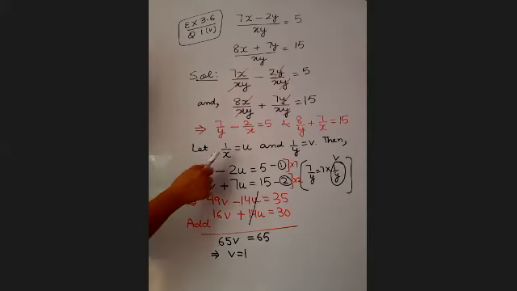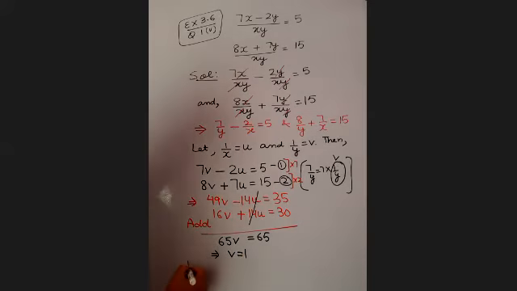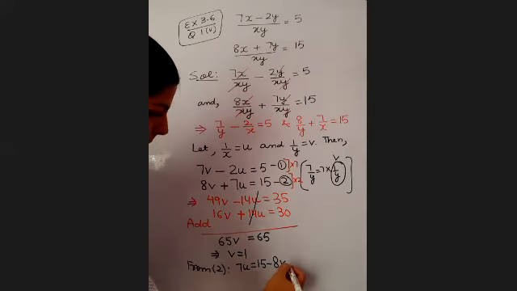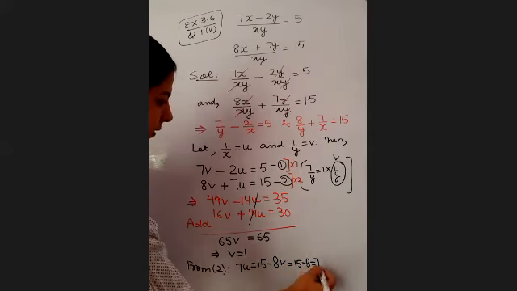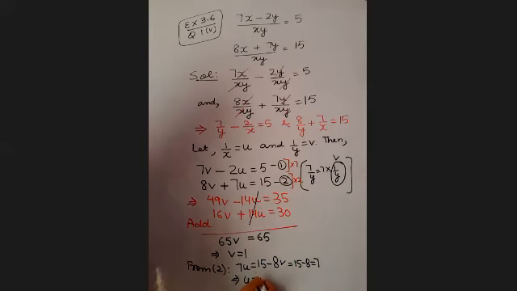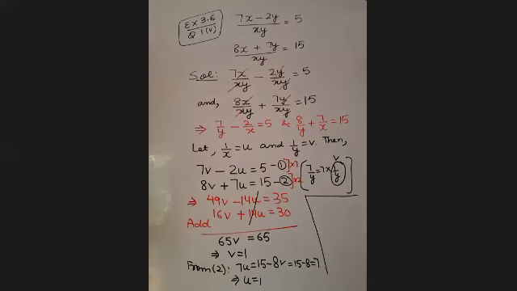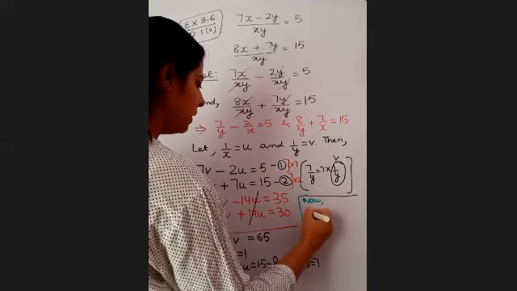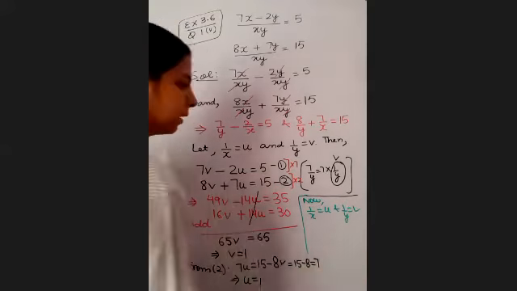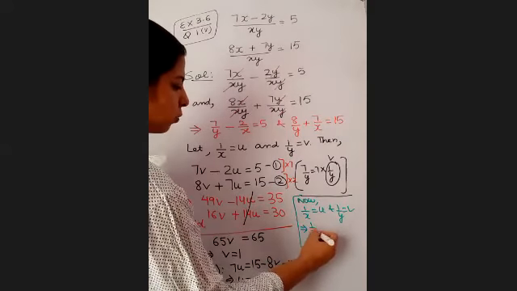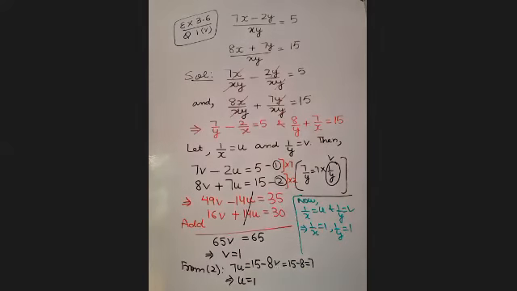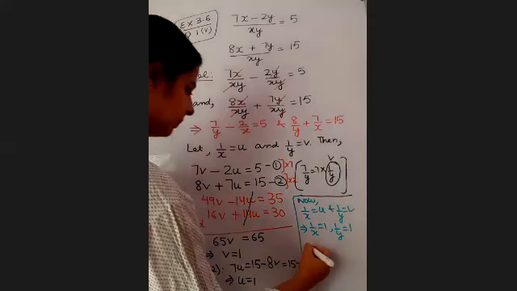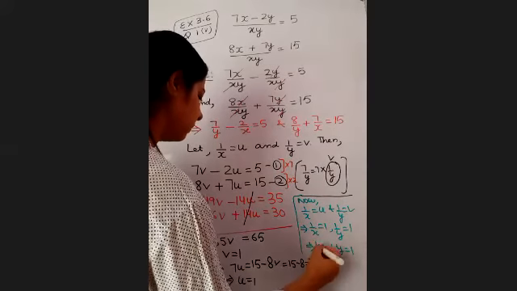Now we have got v. What next do we need to find? u, by putting in an equation. From the second, 7u is equal to 15 minus 8v. v is 1, so this would be 15 minus 8, which is 7. So u is also equal to 1. Now, 1 upon x is equal to u and 1 upon y is equal to v. So 1 upon x is 1, and 1 upon y is also equal to 1. So x and y equal 1.